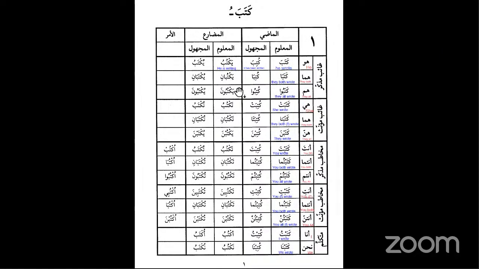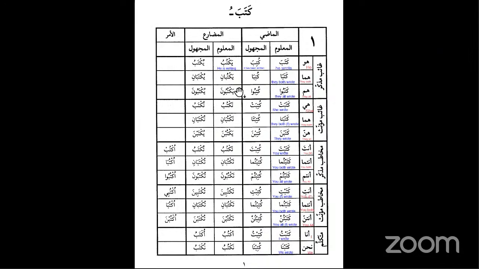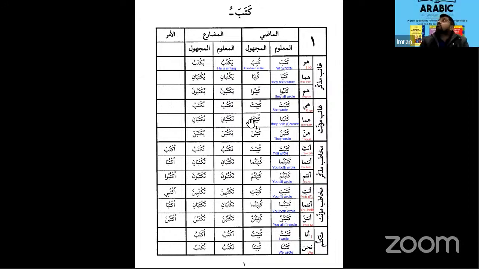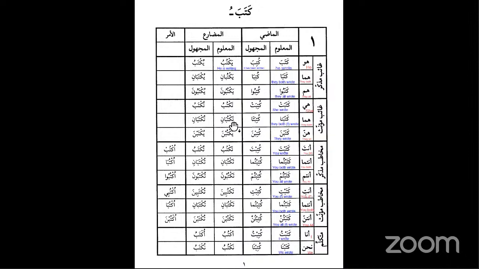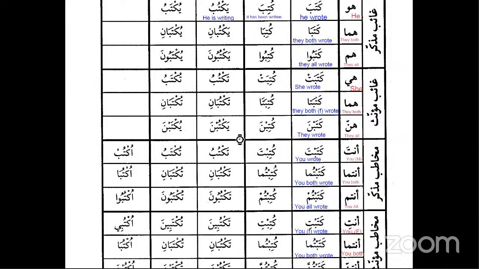Thank you. Bismillah. Okay, so huwa yaktubu. You want me to say the meaning? Yes, please. He is writing. Huma yaktubani. Two men are writing. They two are writing. Hum yaktubuna. They all men are writing. Hiya taktubu. She is writing. Huma taktubani. You two female are writing. Hunna yaktubna. You all female are writing.